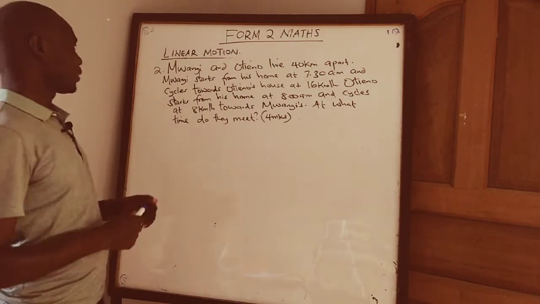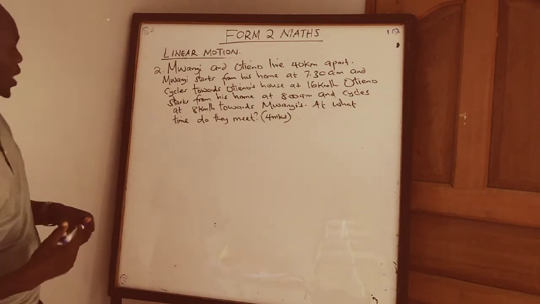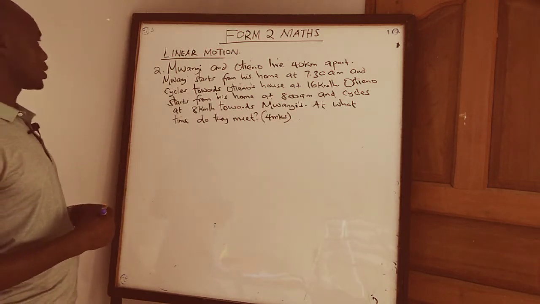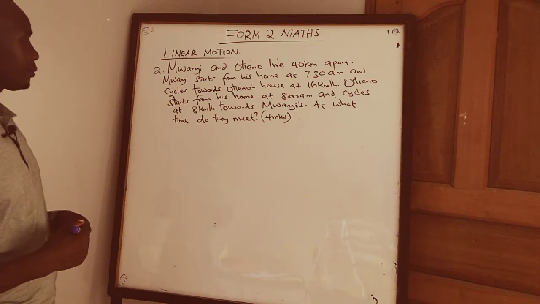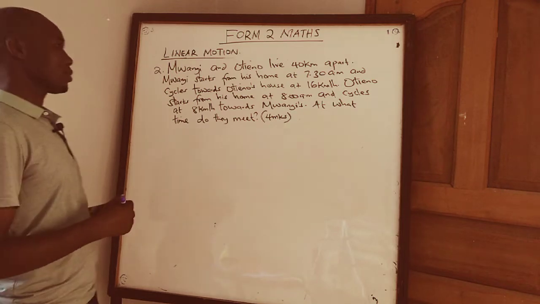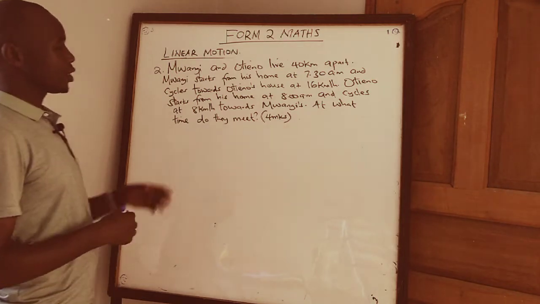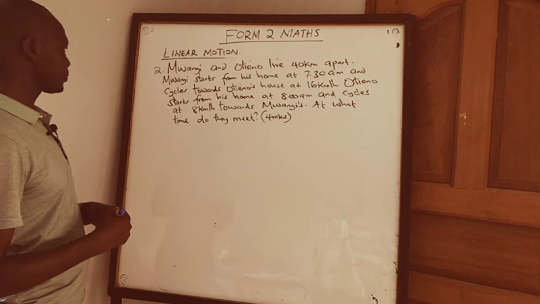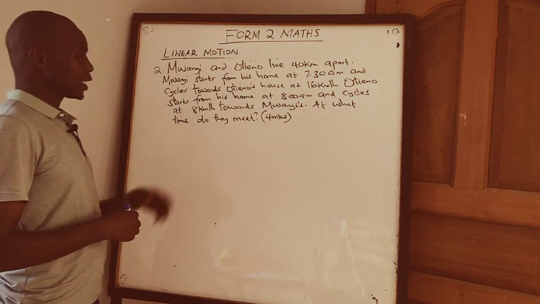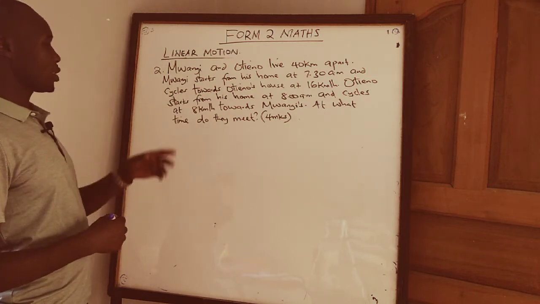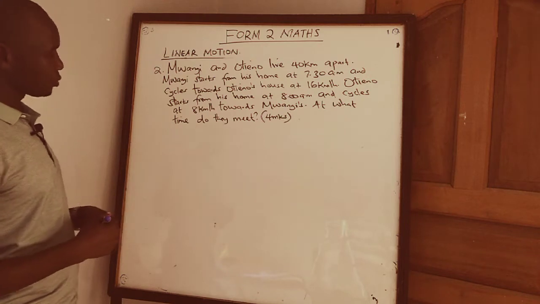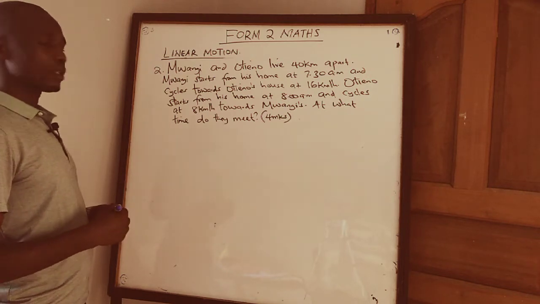Moving to question number 2, the question reads, Mwangi and Otieno live 40 kilometers apart. Mwangi starts from his home at 7:30 a.m. and cycles towards Otieno's house at an average speed of 16 kilometers per hour. Then Otieno starts from his home at 8 a.m., that is 30 minutes later, and cycles at 8 kilometers per hour towards Mwangi's home. At what time do they meet?